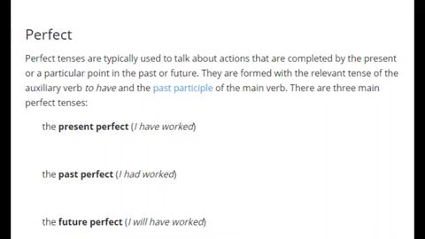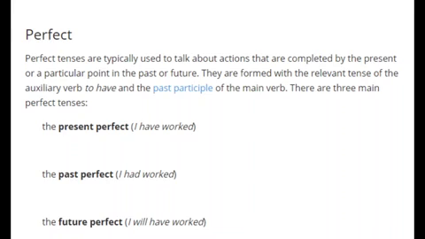What are those? The present perfect tense, example, I have walked. The past perfect tense, example, I had walked. The future perfect tense, example, I will have walked. It is noted that the main verb walked, the third form, has been used. Remember, in perfect tense always the third form is used.